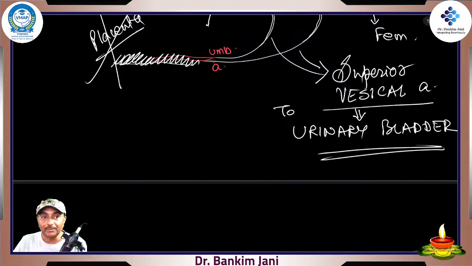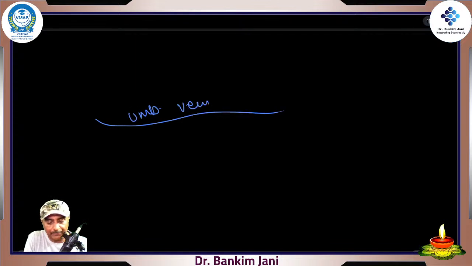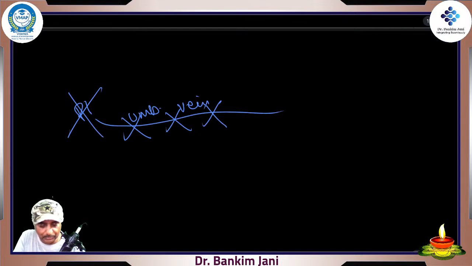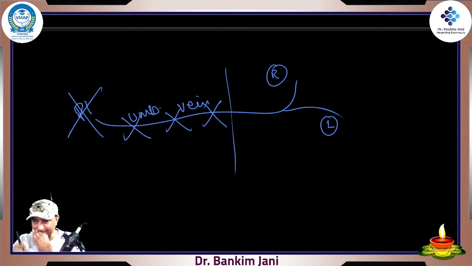So far everything is fine. There is only one thing which is left out: the return journey, that is, the umbilical vein which was coming from the placenta, but now there is no placenta. So this vein is also gone. This umbilical vein, that is outside. Inside the body, it was dividing into two parts: a right umbilical vein and a left umbilical vein. The umbilical cord is clipped after birth so that the blood is stopped, otherwise it is a highly vascular thing. That's why it is clipped, so that you can cut it.